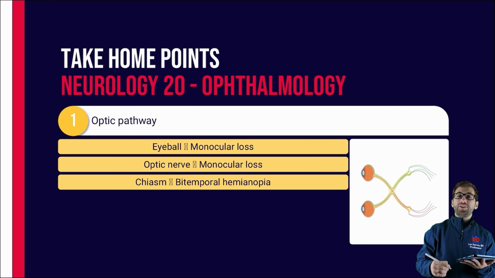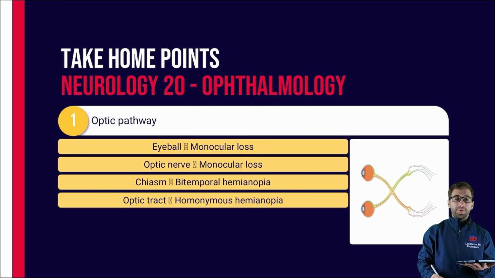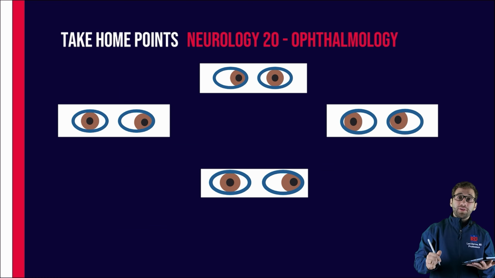Damage to the optic tract causes homonymous hemianopia, where the same side of the visual field is lost in both eyes. Lesions in the optic radiation lead to quadrantanopia, affecting a quarter of the visual field. Finally, damage to the occipital cortex results in homonymous hemianopia with macular sparing due to dual blood supply to the macula. Cranial nerve palsies can significantly affect eye movements.